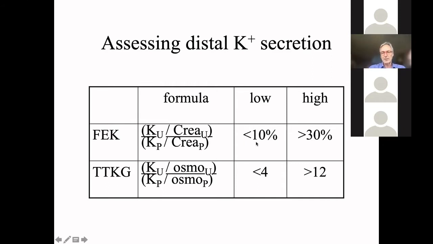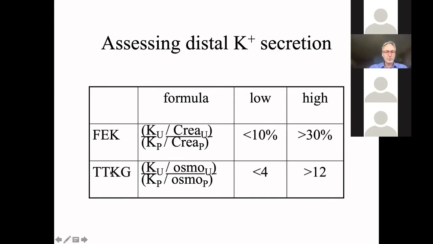And if it's less than 10%, obviously you have very little aldosterone activity, very little potassium secretion. If it's greater than 30%, then you have high potassium excretion. But in some disorders, like we will see, I think later, Bartter syndrome, you can actually excrete 100%, more than exceed 100%.